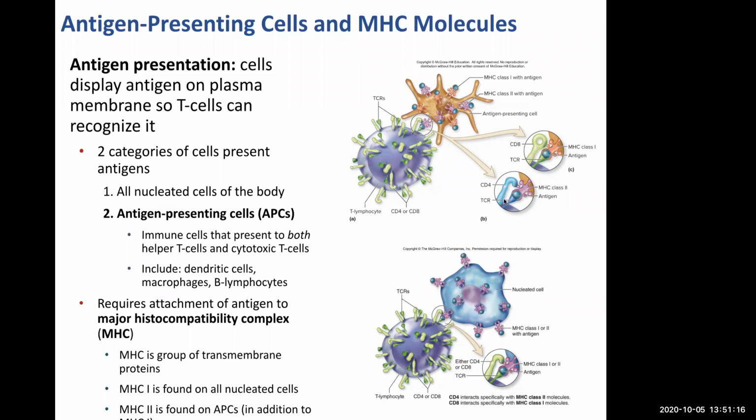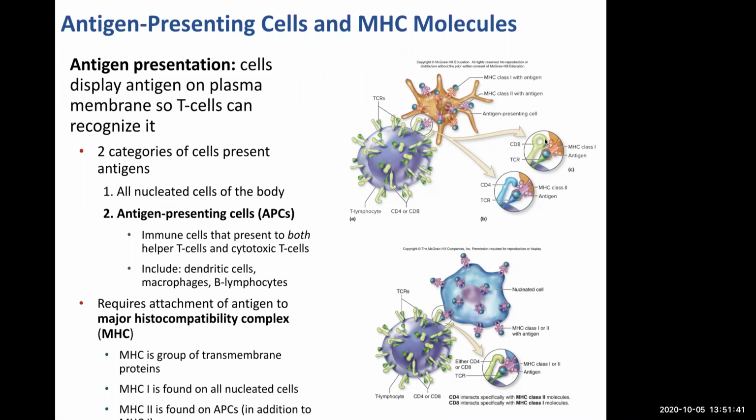Here is a T helper cell. You know it's a T helper cell because it has this CD4 molecule that is stabilizing. Here's the T cell receptor. Here's the CD4 molecule stabilizing the interaction by which the T cell receptor is recognizing and binding to the antigen it's designed to recognize that is being held by MHC class 2, okay?